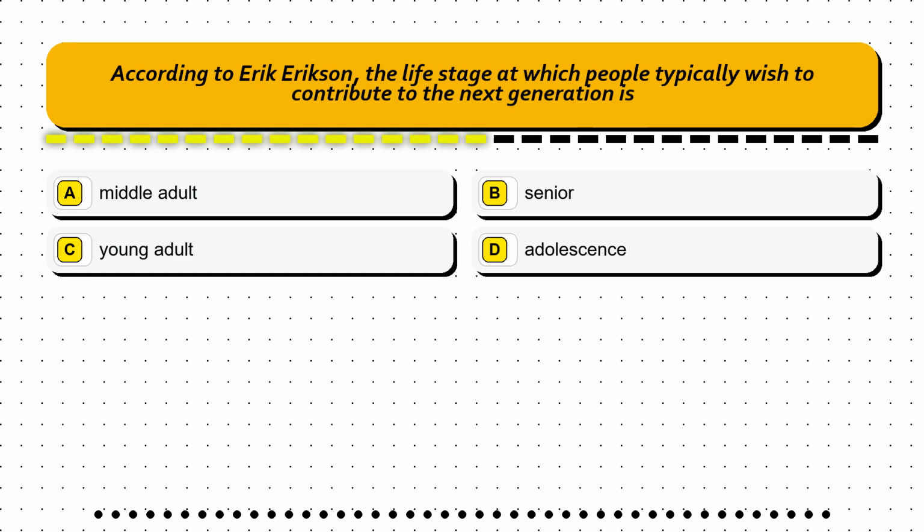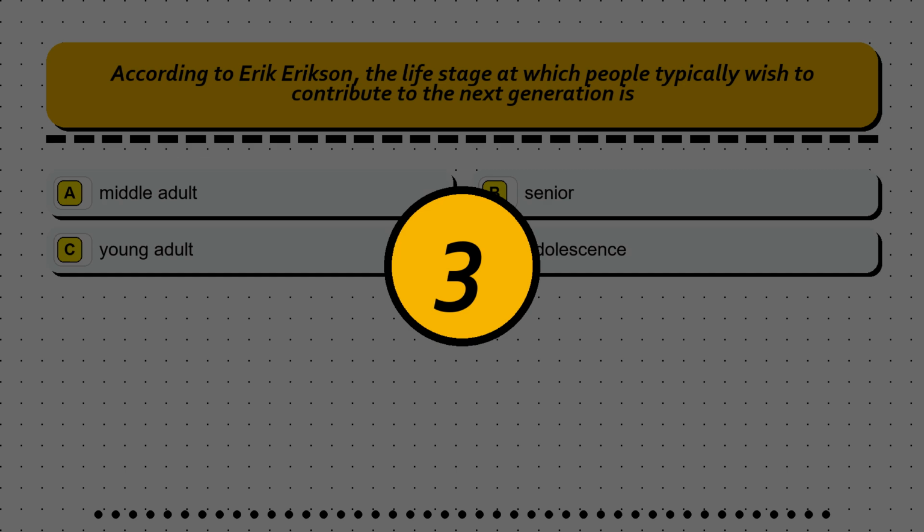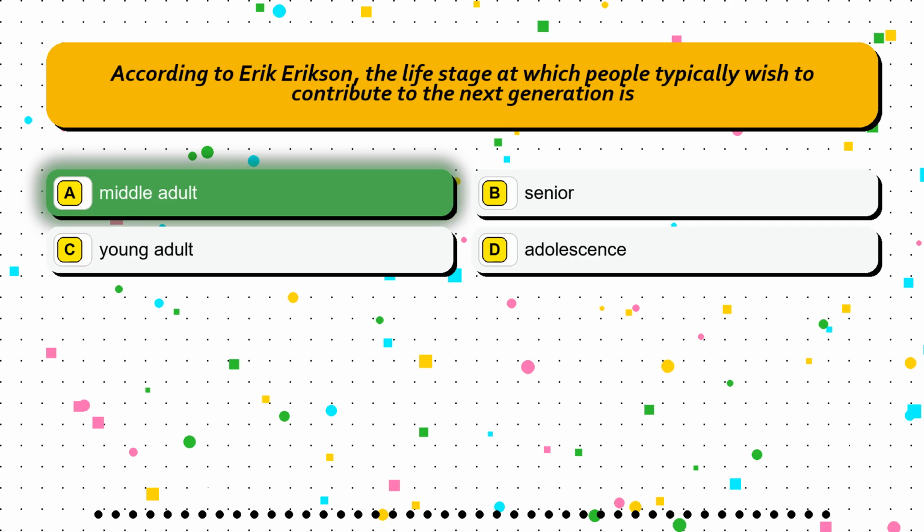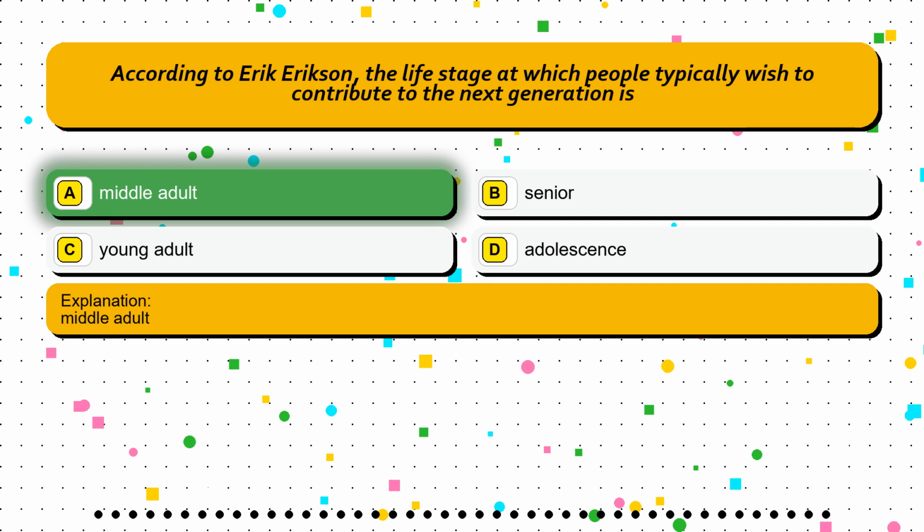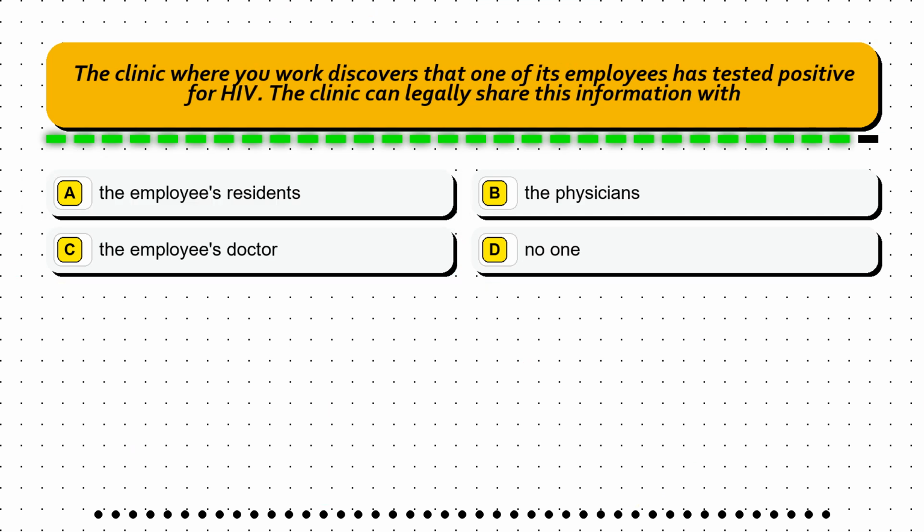next generation is: option A, middle adult. Option B, senior. Option C, young adult. Option D, adolescence. The correct answer is option A, middle adult. Question 36. The clinic where you work discovers that one of its employees has tested positive for HIV.